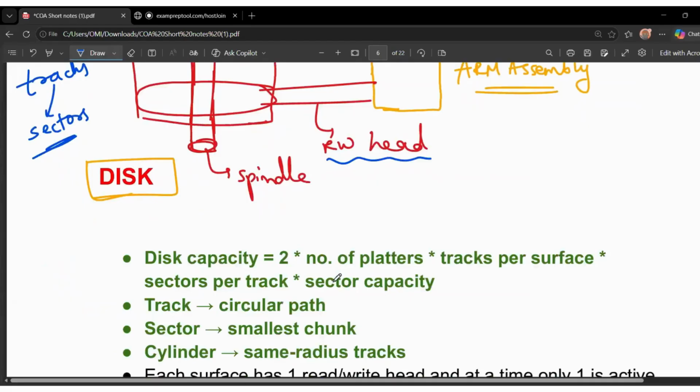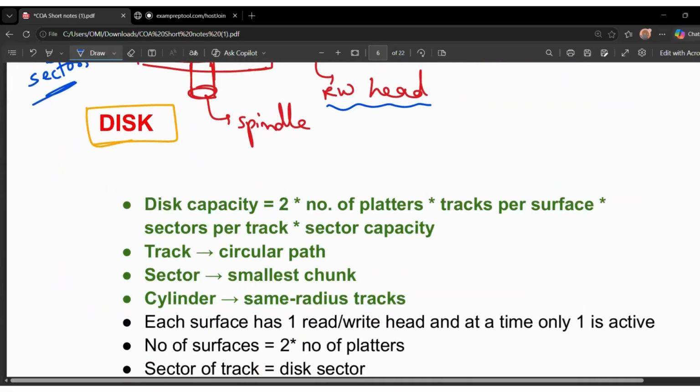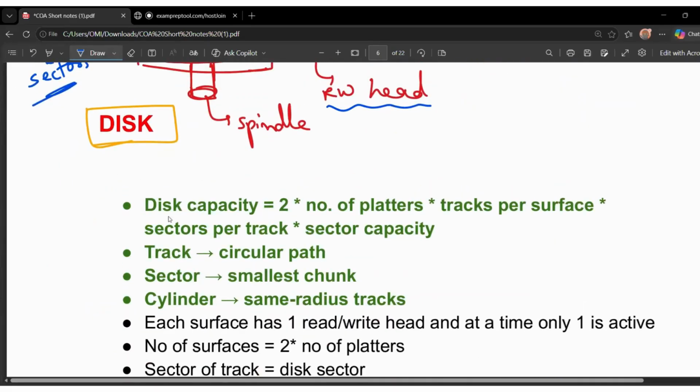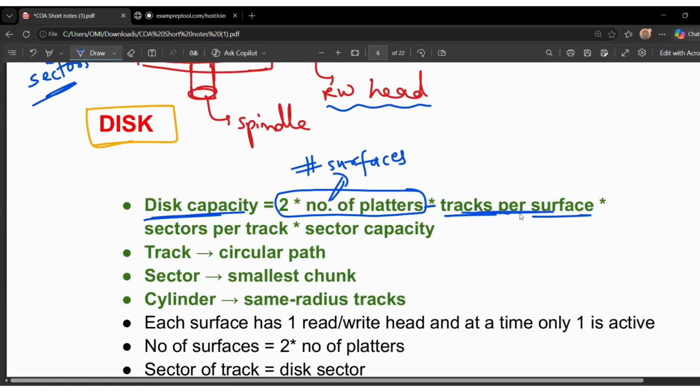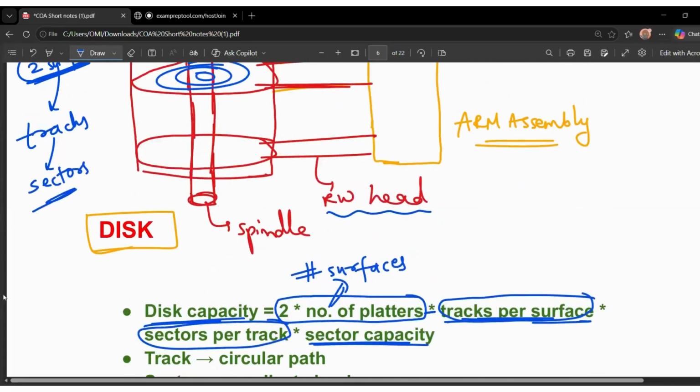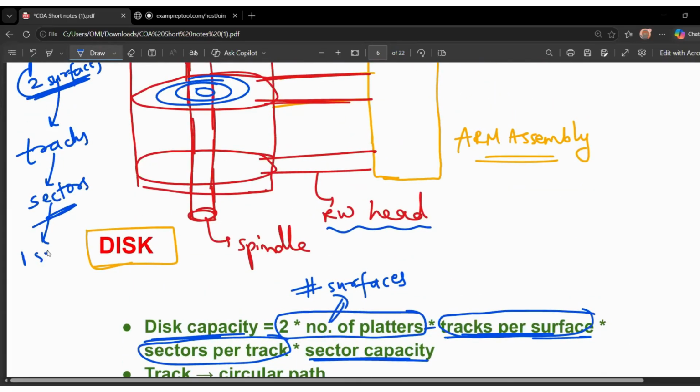That is the read head. So now, if you want to find the disk capacity, 2 into the number of platters will be your surfaces, the total number of surfaces. Now, per surface how many tracks, into per track how many sectors, and one sector capacity. Each sector has a capacity.